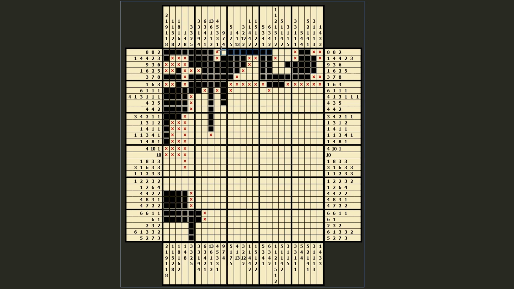Tail only extends up to here, so 1 and then 3. Clearly the 3. Oh, this row is completed. 5 extends up to there. That's 6 1 1 1. This is also completed.